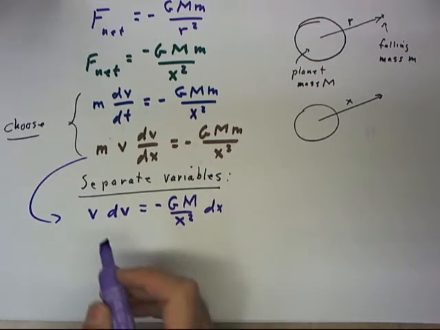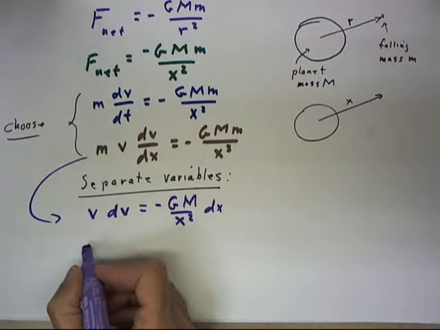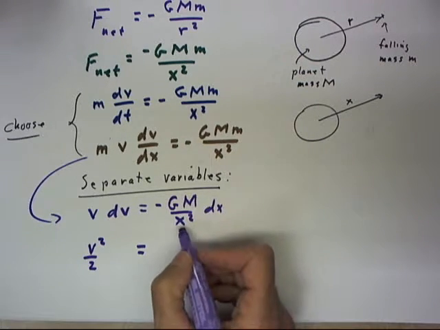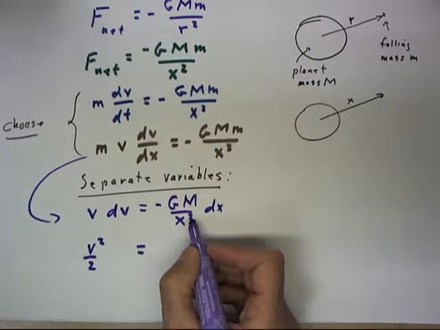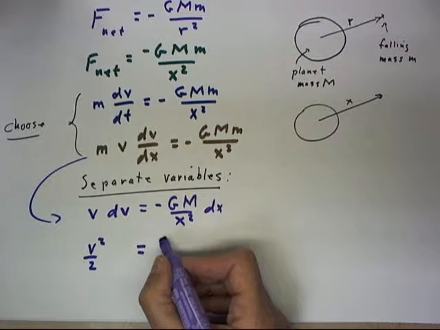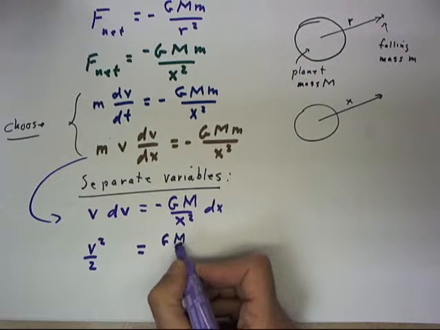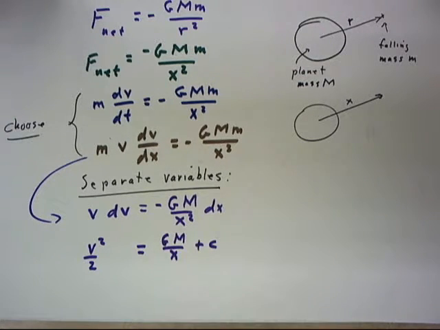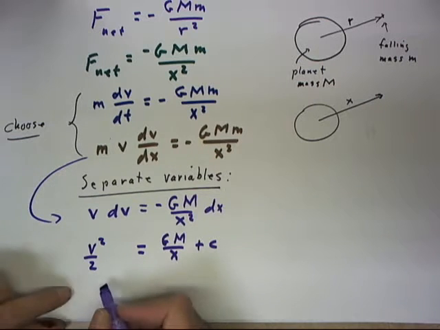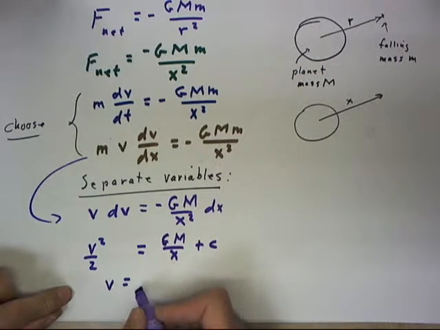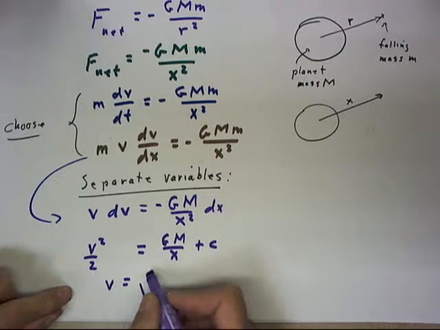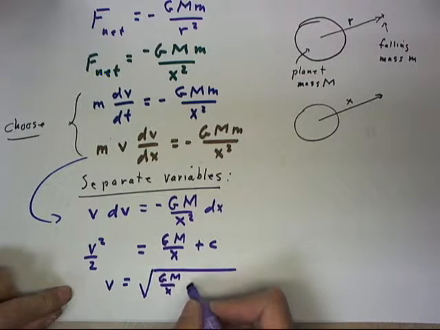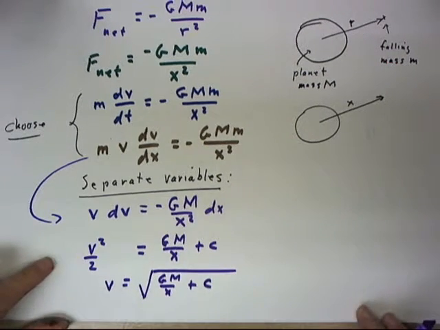Both of these sides are very easy to integrate, so we integrate this side and we end up with v squared over 2. On this side we integrate and we end up with what? The integral of the reciprocal of x squared is the negative reciprocal of x, so we're going to end up with GM over x plus some constant. Solving for v, we see that v is going to equal the square root of 2 times GM over x plus our integration constant.